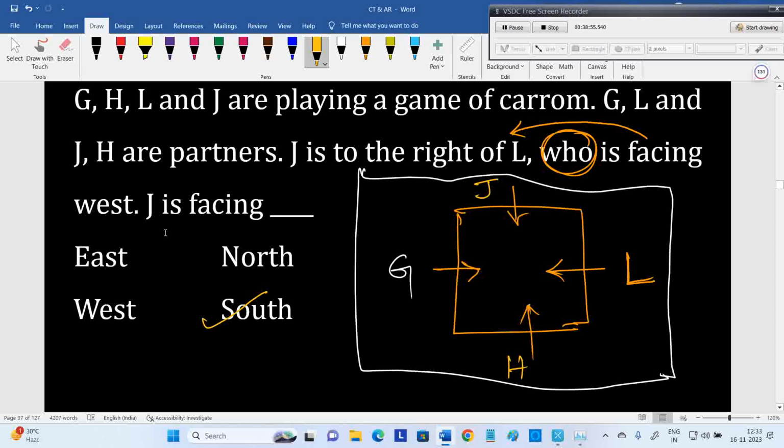Seating arrangements related. All this comes under critical thinking. So far, except one question, number series, all the remaining are critical thinking only.